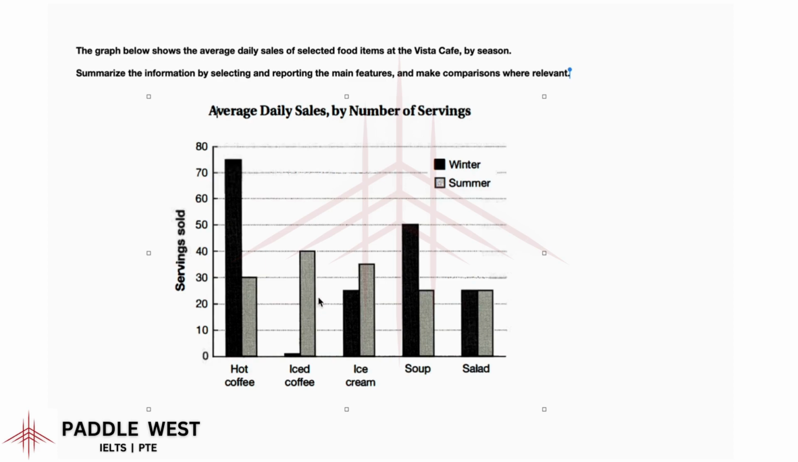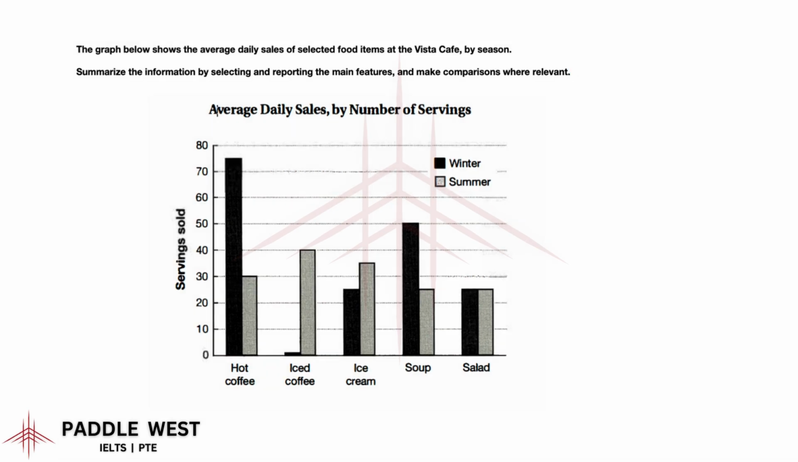Now, we will have a look at the data for summer. The highest sale is of iced coffee, 40. Second highest, ice cream, 35. Hot coffee is 30. Soup and salad are 25 each. The analysis part should not take more than 2 minutes.